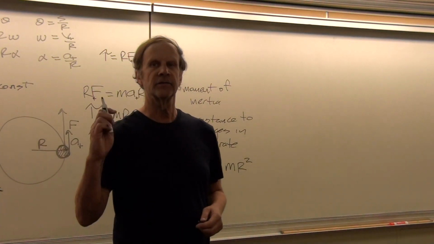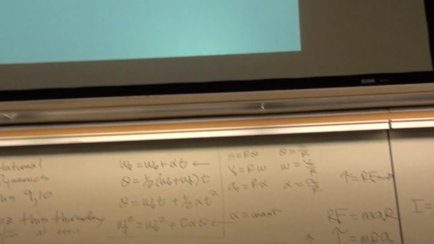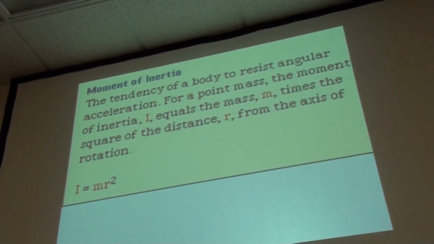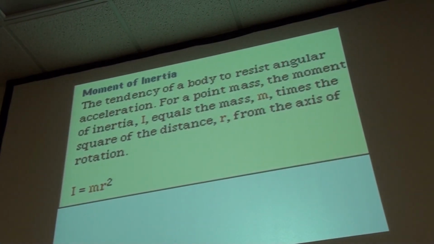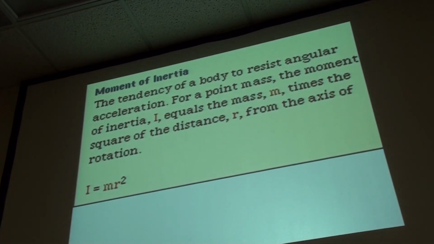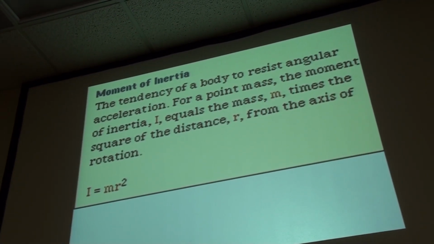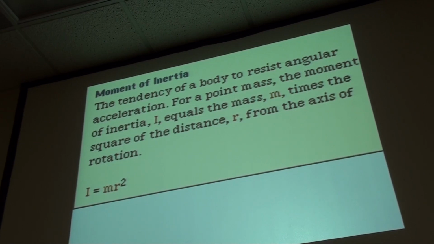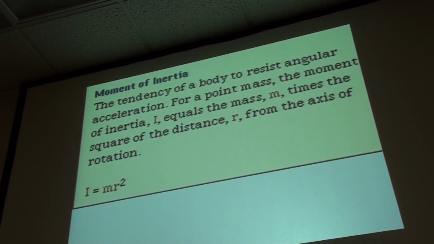And so going up to the data projector, we see a definition then for moment of inertia, similar to the one that I just described, but put in a little bit different words. And you can check out the definition in the textbook as well. It'll basically say the same thing. And so for a point mass then, I is equal to mr squared.